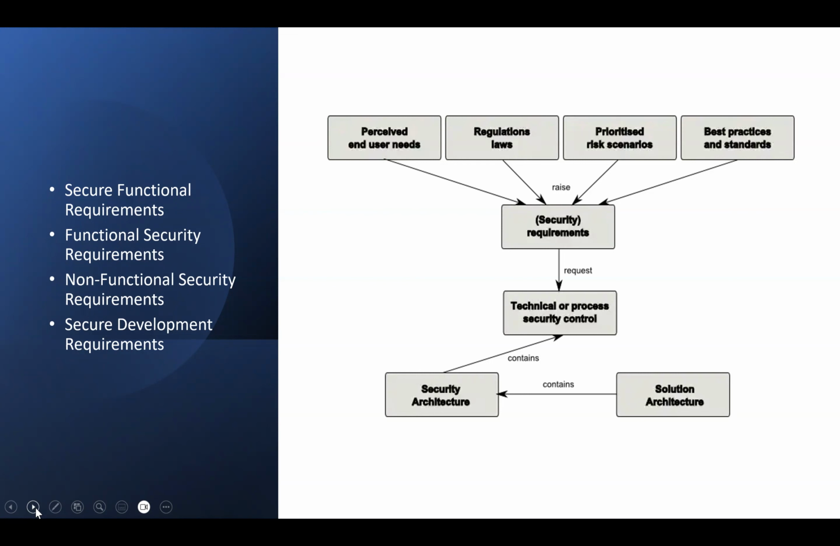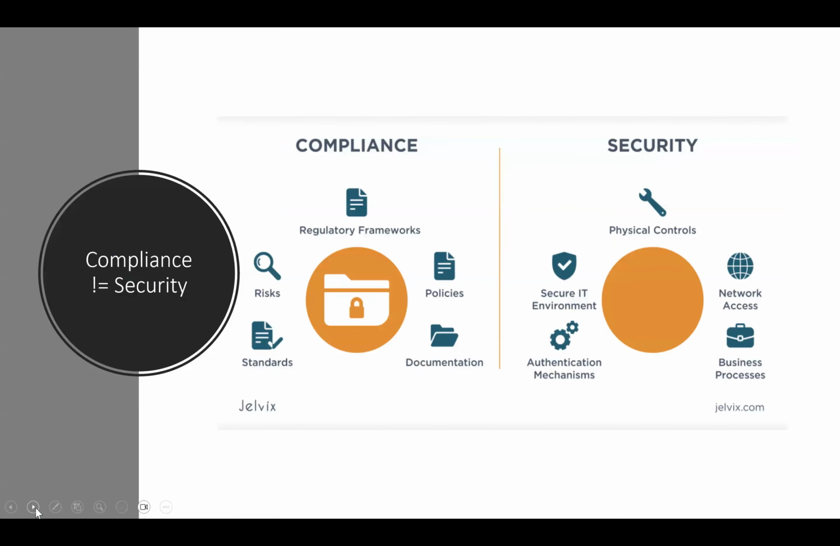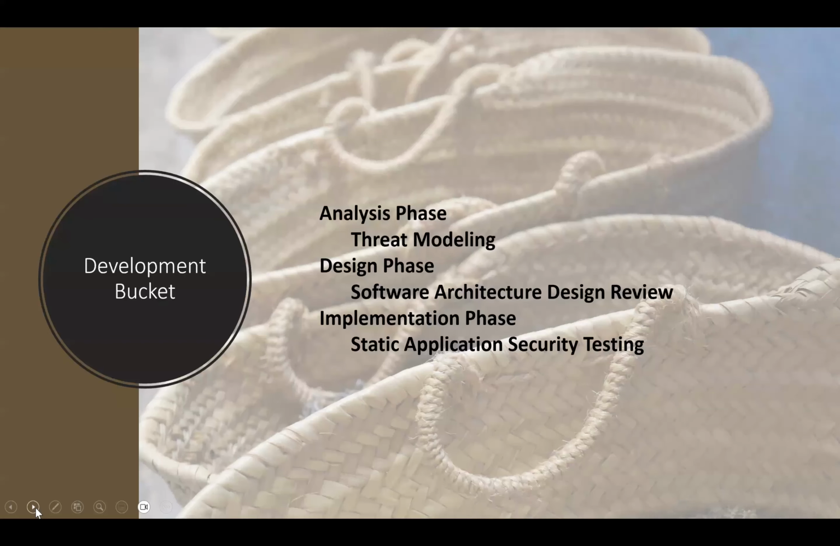The diagram here shows factors that make up security requirements and how they impact the security architecture of the project. One quick note, compliance is not security. Compliance is a requirement. Security is a choice. Security builds on compliance to exceed the standards. This is another reason why security requirements must exist in addition to business and compliance requirements.